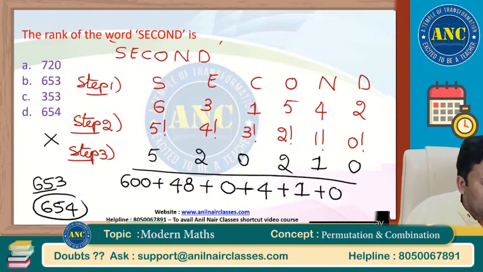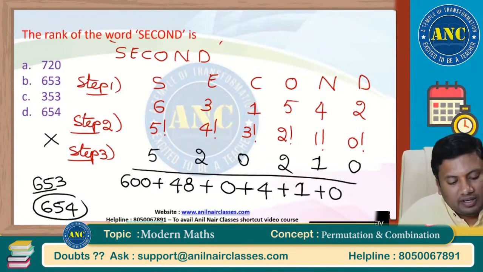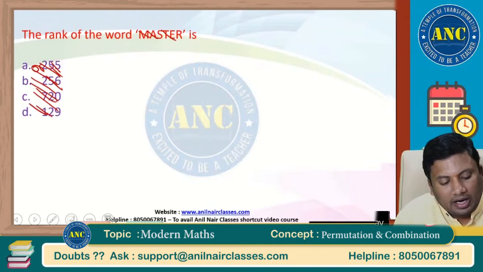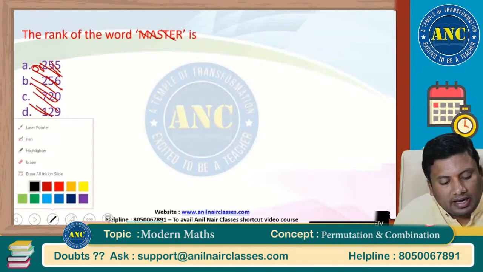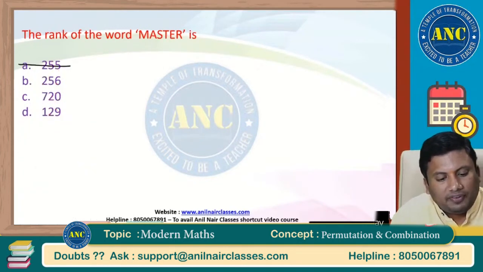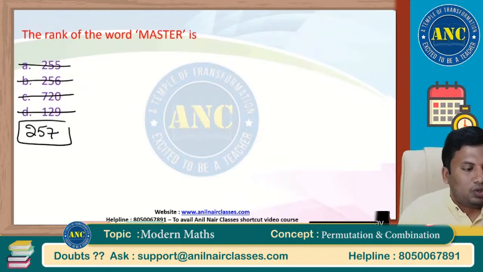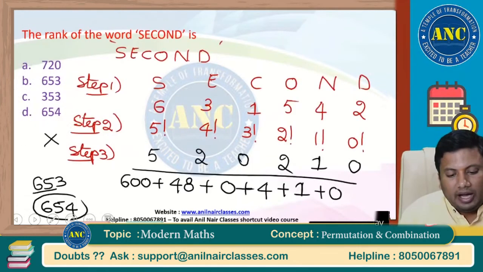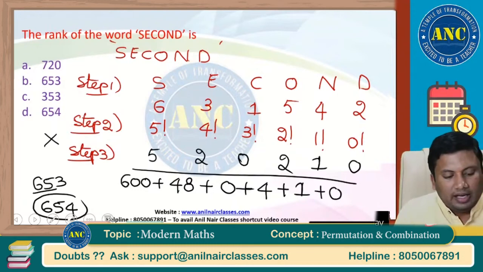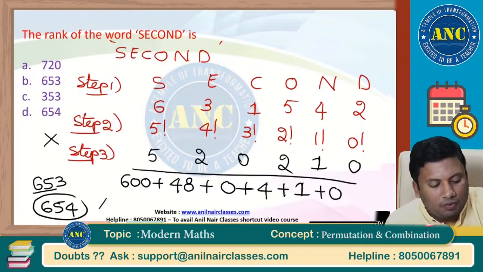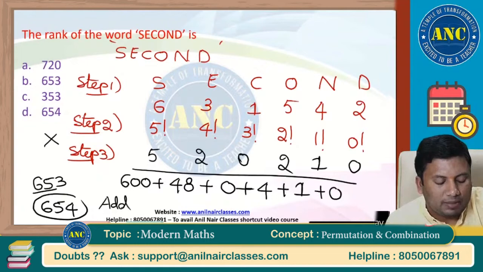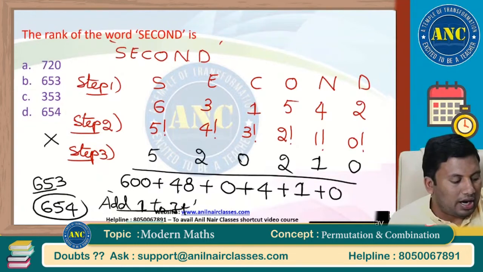The previous question's answer is 257, which is not there. All the options are incorrect: 255, 256, 720, 129. Answer is nothing but 257. I hope the idea is clear. Last step, add 1 to it.